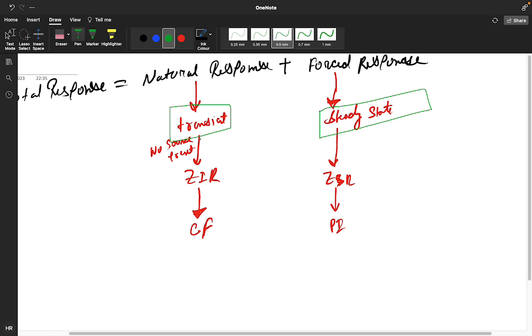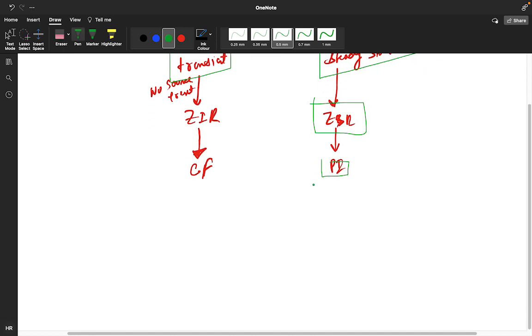Okay. For the natural response, we use the transient function, and for the forced response, we say it's because of the steady state. The same thing we can say: transient as a ZIR response or complementary function, and steady state as ZSR response and particular integral. Okay, so the ZIR concept and ZSR concept will come in control systems. We'll discuss these things. Okay, so write it down. This is the theory part.